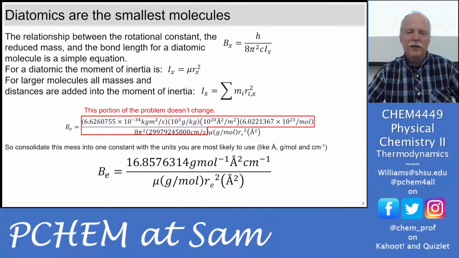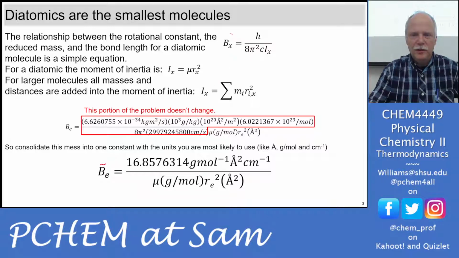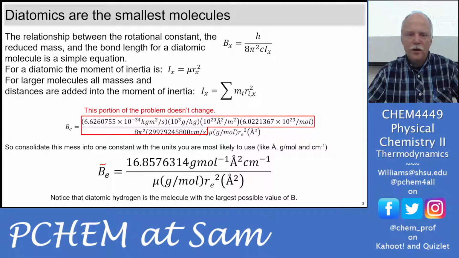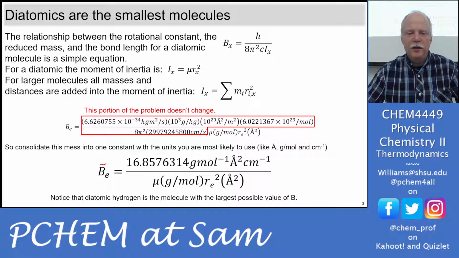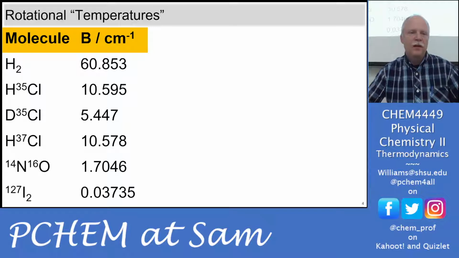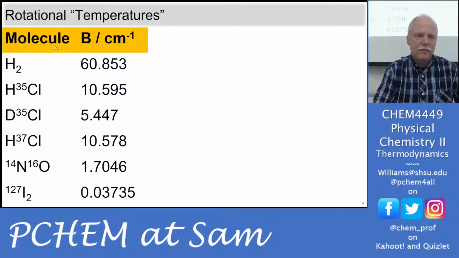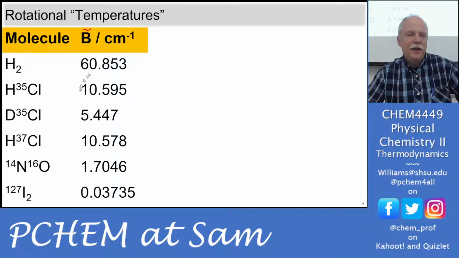So we can look at these rotational constants, and these are in wave numbers, so if you want to put the little tilde on there to indicate wave numbers, that's good. And so diatomic hydrogen would be the largest possible value of B, because that would be the smallest reduced mass. And so here are our rotational constants. These are B's in wave numbers. Hydrogen has a rotational constant of 60 wave numbers. HCl is 10 wave numbers.